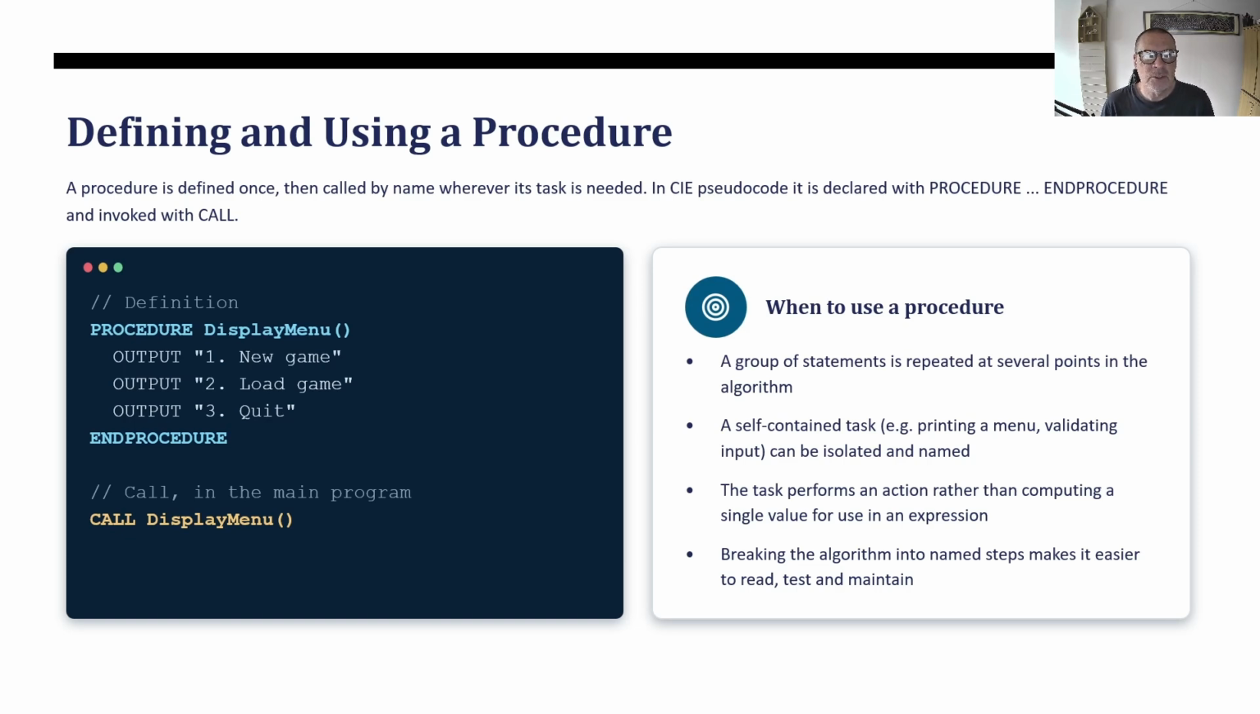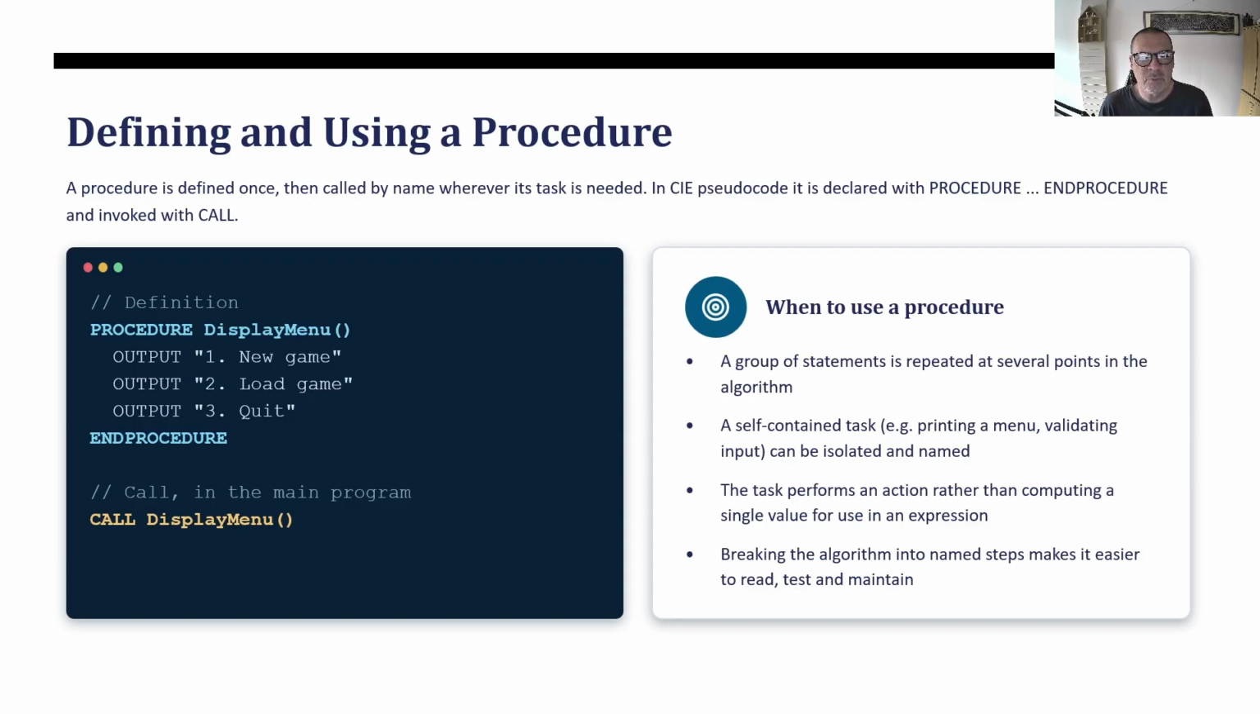In CIE pseudocode, we can define procedures in the following way. We use the word procedure, followed by the name of the procedure, followed by brackets, and inside the brackets we put whatever parameters we might need. That can be used to store values to pass in and use within the procedure. Then we write our code, and then we finish the block with end procedure. To call it, we use the word call, the name of the procedure, and any values we want to pass into those parameters. So for example, in this case, we say call display menu. There aren't any things we need to pass into it, so we just have empty brackets.